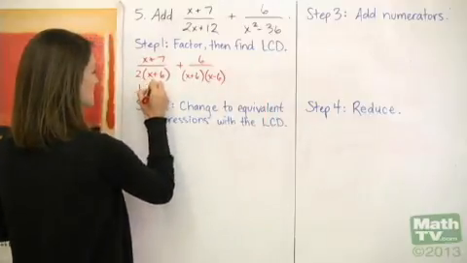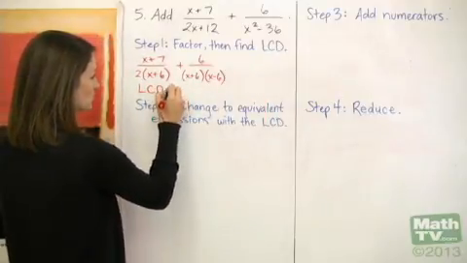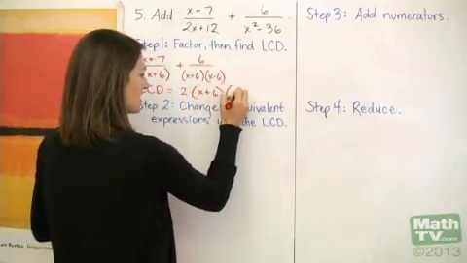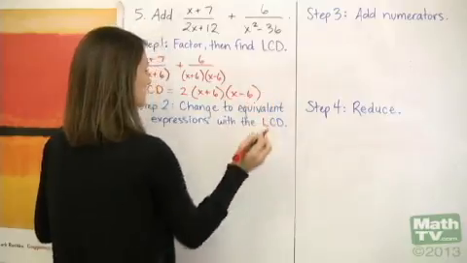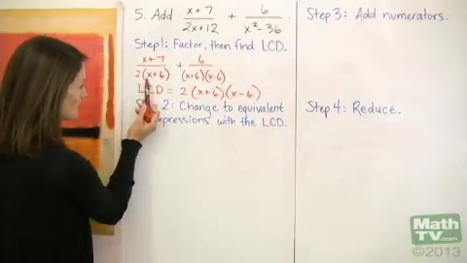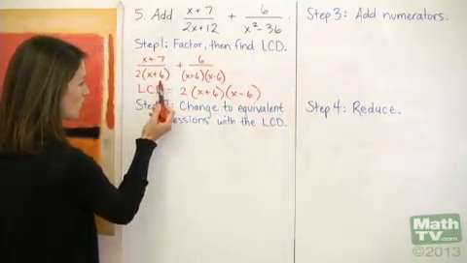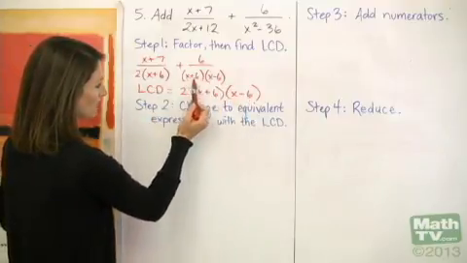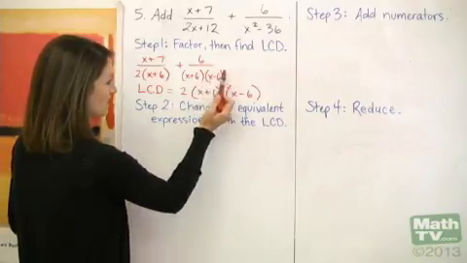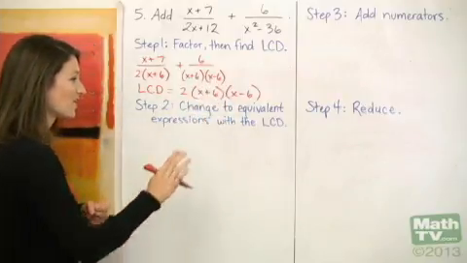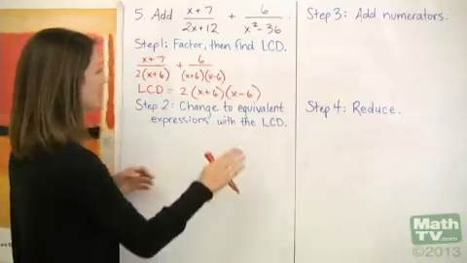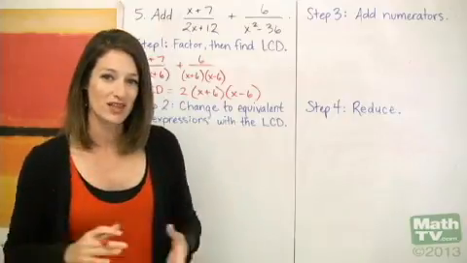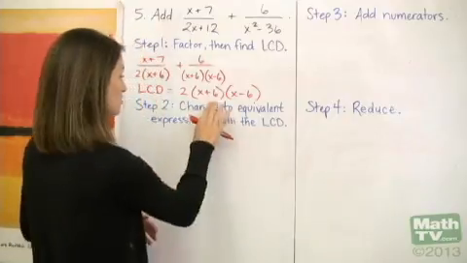So our LCD for these two expressions is 2 times x plus 6 times x minus 6. Because we have 2 times x plus 6 in this first expression, so all it's missing is our x minus 6. And in our second expression, we have x plus 6 times x minus 6, so all it's missing is the 2. So moving on to our second step, we need to change these two rational expressions into equivalent expressions that use the LCD that we just found.